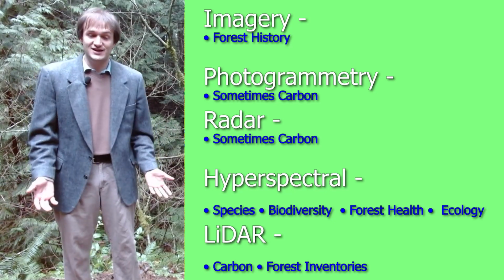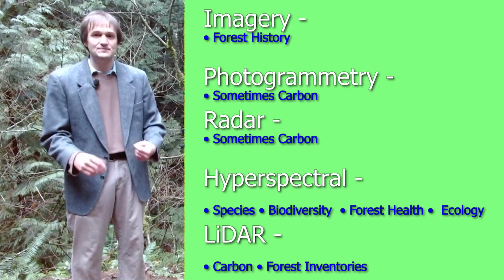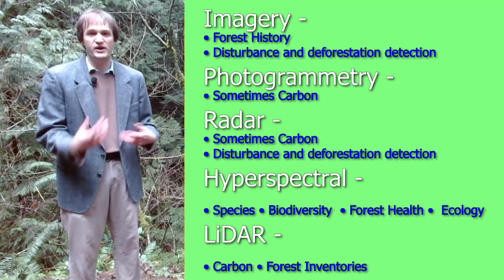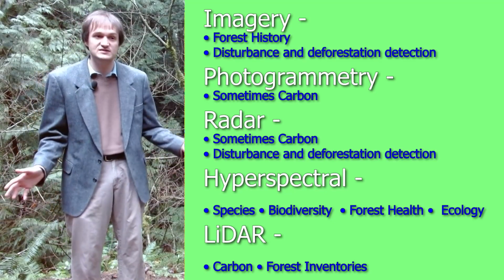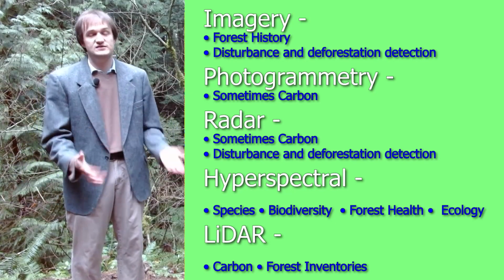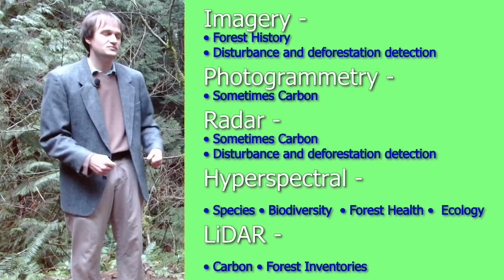For disturbance detection, figuring out whether or not there's been a recent clear cut of the forest, medium resolution imagery is great, and then C and X-band radar is great. These are free technologies. There's a bunch of people doing that already, and they're basically able to use these technologies to, on a weekly basis, say whether or not there's been forest disturbance.